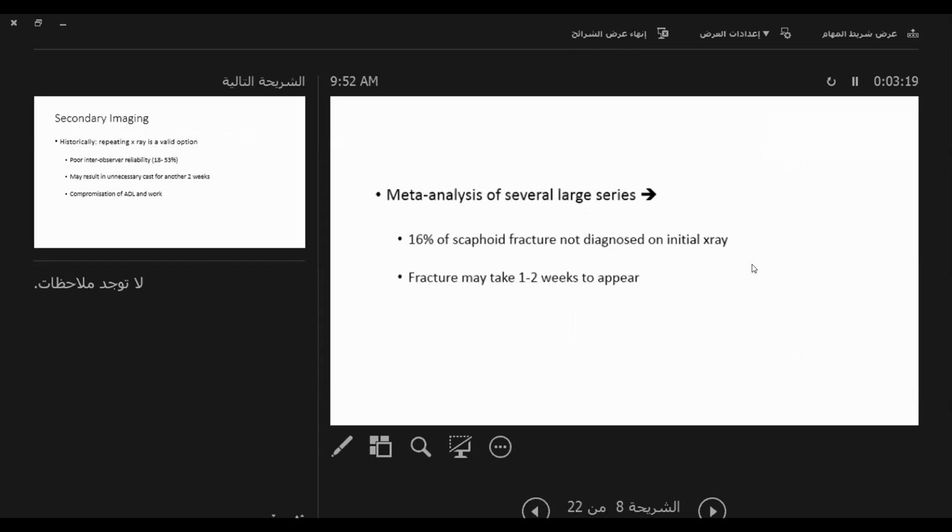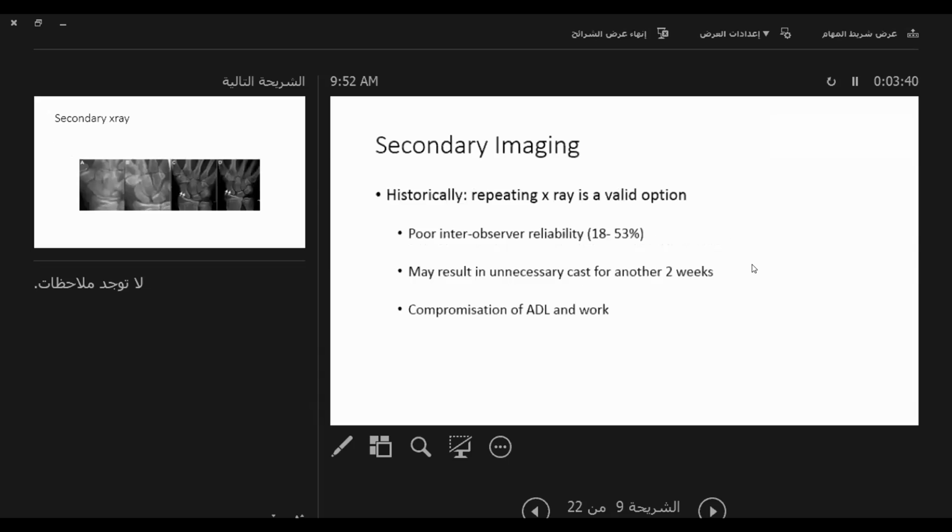In a meta-analysis of several large series, they found that 16% of acute scaphoid fractures were not diagnosed on the initial X-ray. A fracture might take 1 to 2 weeks to appear at the fracture site, which is usually due to the first stage of healing, some bone resorption around the fracture site. Secondary images: when the initial X-ray done at the time of the injury was normal, and the 4 views were normal, you have the secondary images. The most common is secondary X-rays 14 days later.